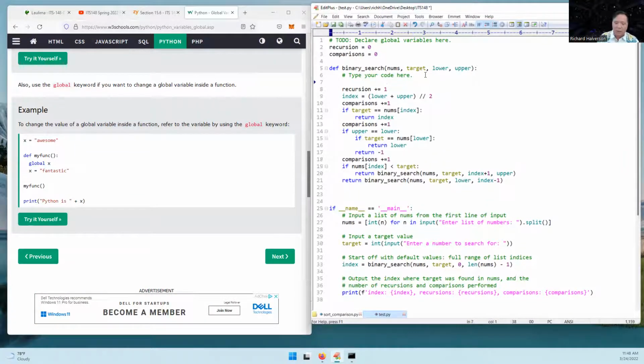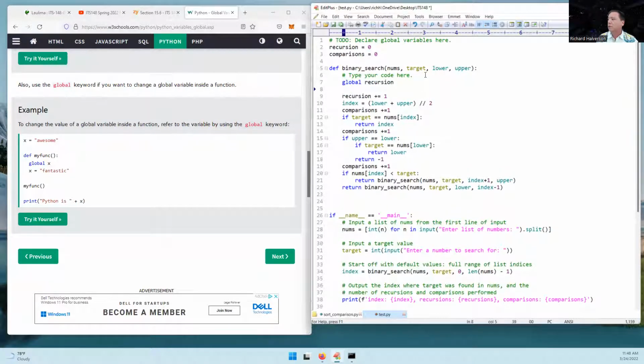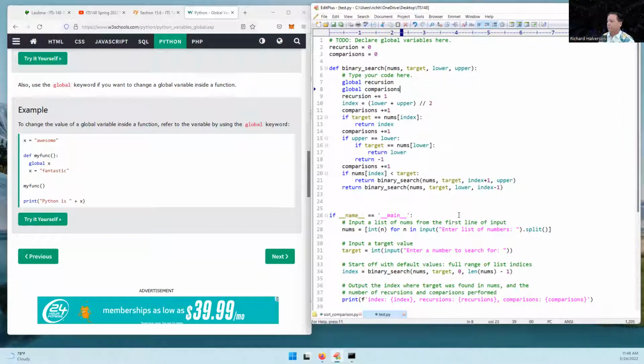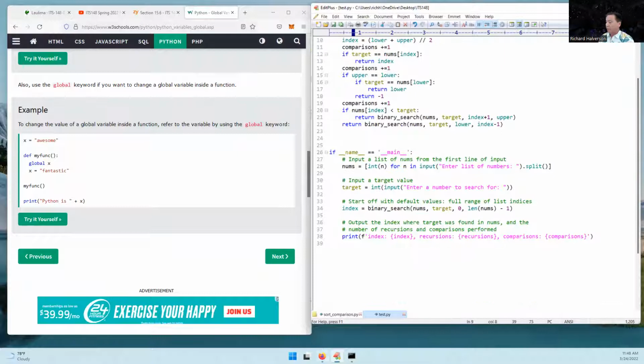So I'm supposed to say global. I obviously don't use global variables much in Python. I think in JavaScript, you got to do this. PHP, you got to do this. So I should have thought you'd have to do this. Recursion and global comparisons. All right. This means use the global one instead of defining your own. Okay.